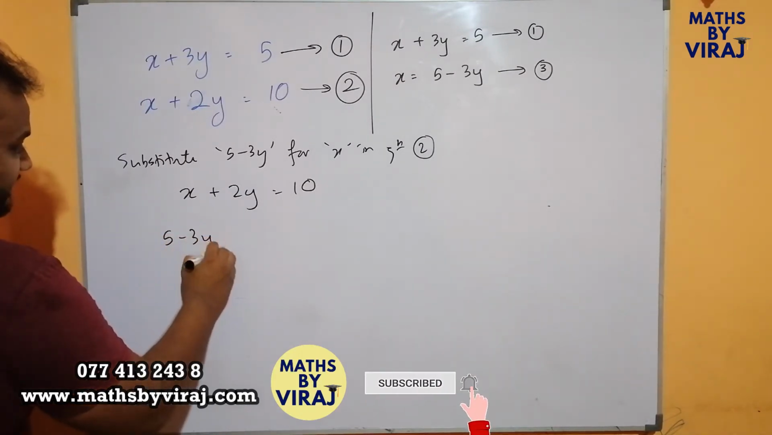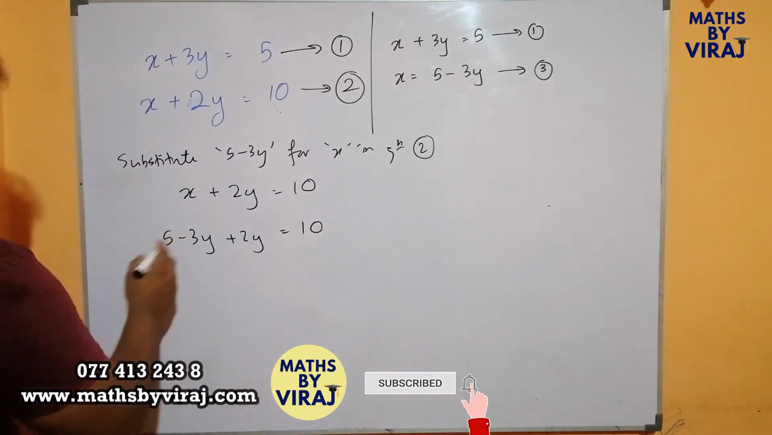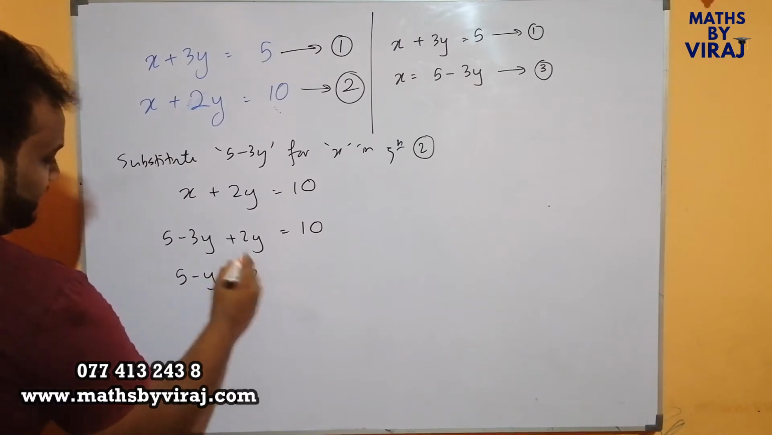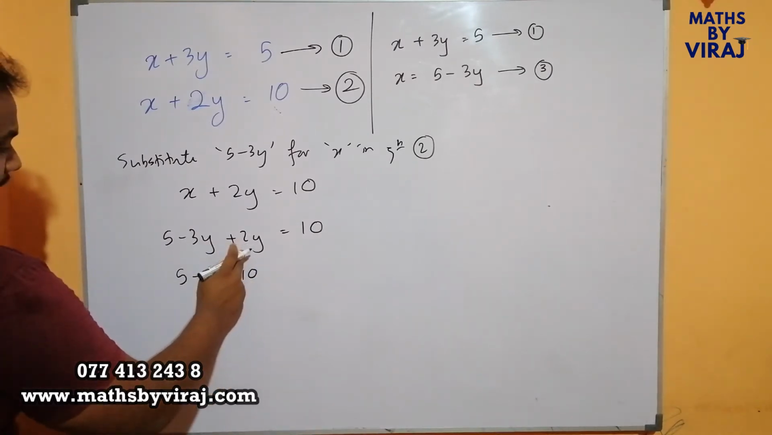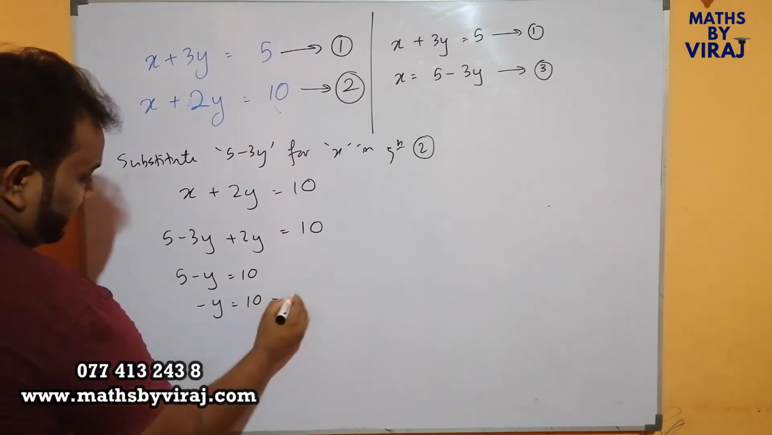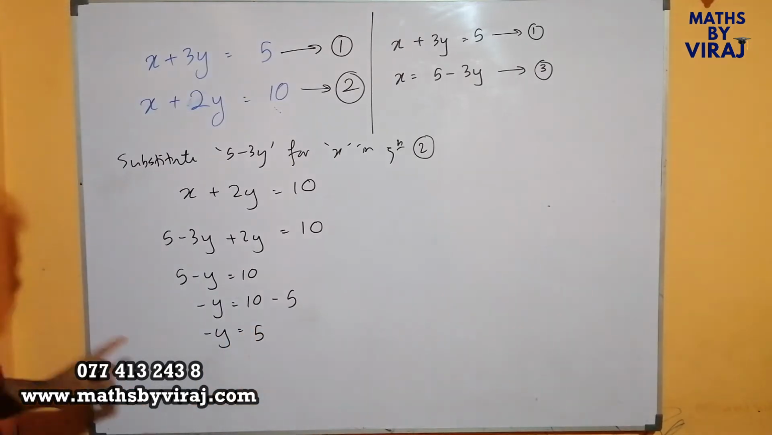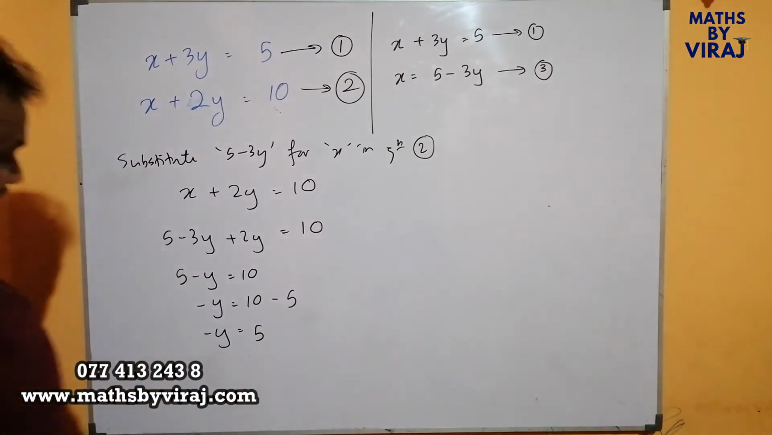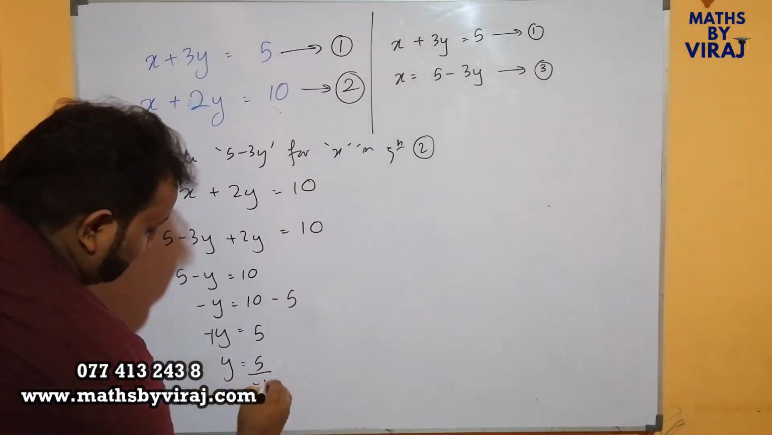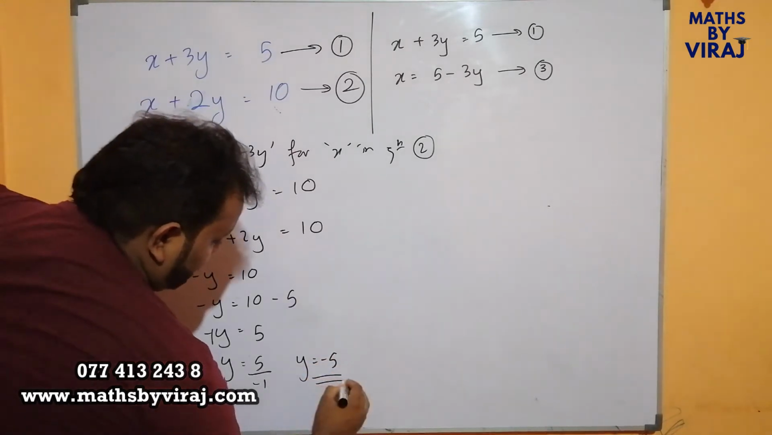5 minus 3y plus 2y is 10, which is 5 minus y equals 10. Minus 3y plus 2y is minus y. Minus y is 10 minus 5. Minus y is 5. Now, when it is minus y here, we can assume that it is minus 1y. y is equal to 5 divided by minus 1, and the value of y is minus 5.